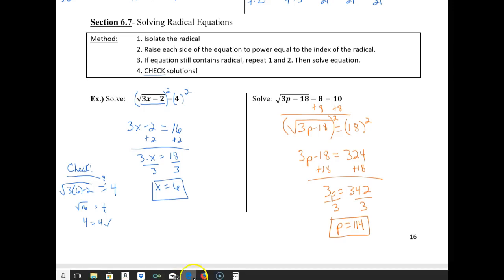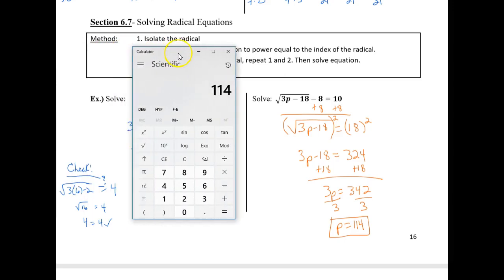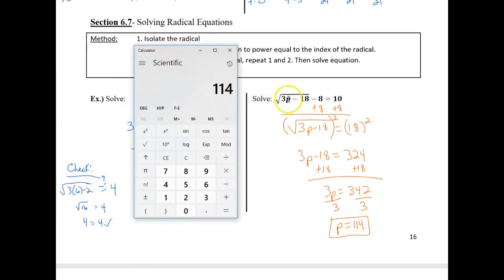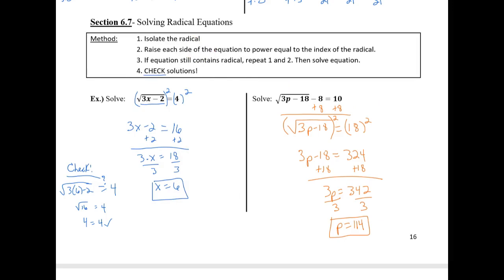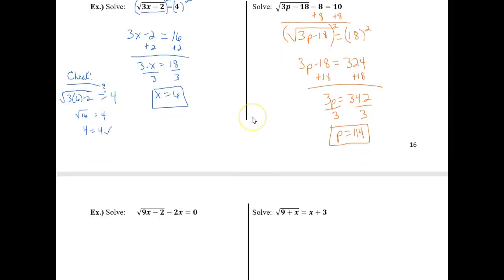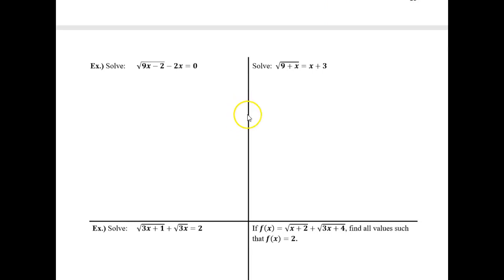So I'm going to pull up a calculator here and show you. We're replacing p with 114. So we plug in 114 times 3 underneath the radical, and then we subtract 18. Now we have 324. We need to take the square root of that. We get 18, and then we can subtract 8. And does that equal 10? Yes, it did. So that one checks out as well. All right, let's look at some more examples.